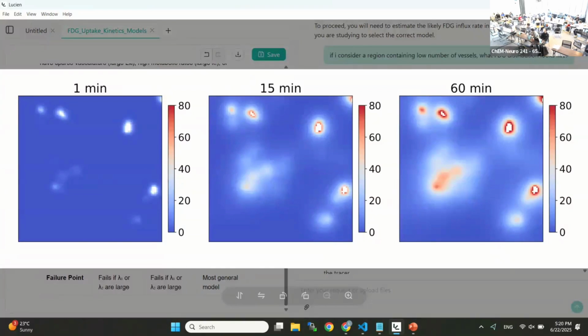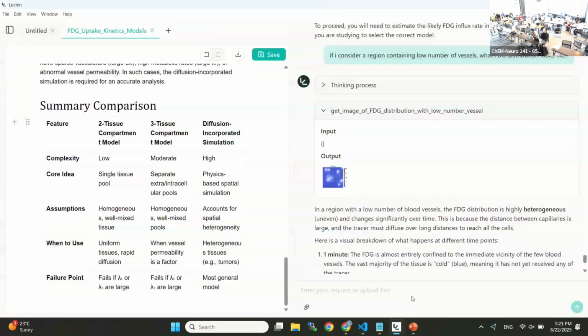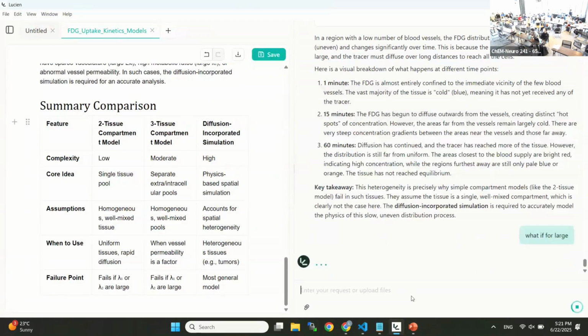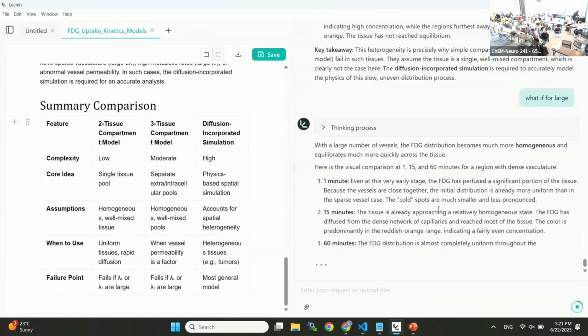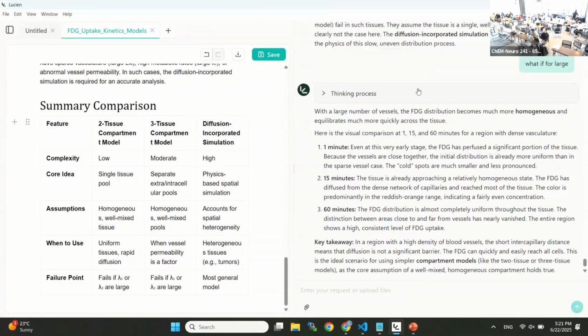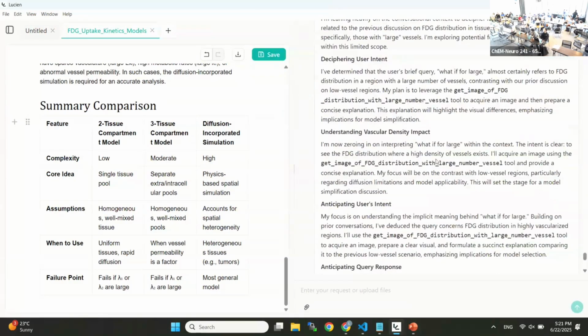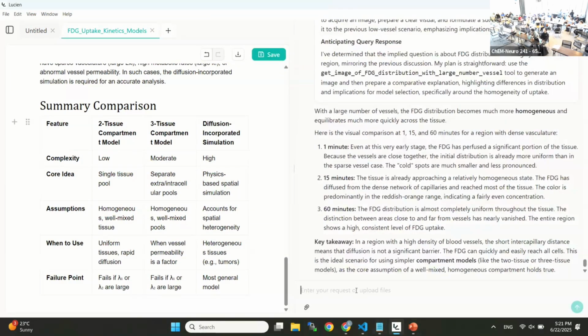And I want to ask, what if I consider a dense vascular architecture? What's a typical example? So in this prompt, I neglected the large number of vessels, but I guess it can figure out what I ask. Yeah, perhaps let's ask it, is there a typical example of the image? Typical image?